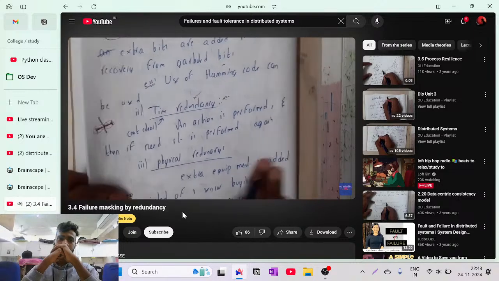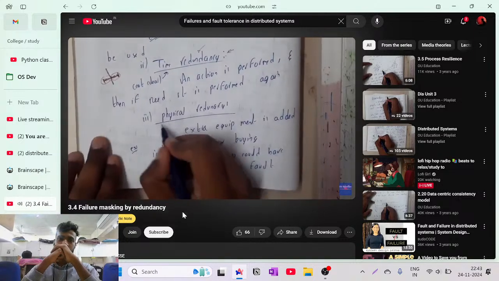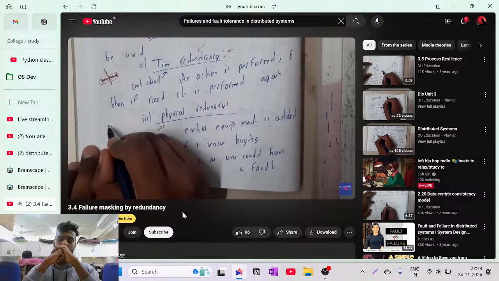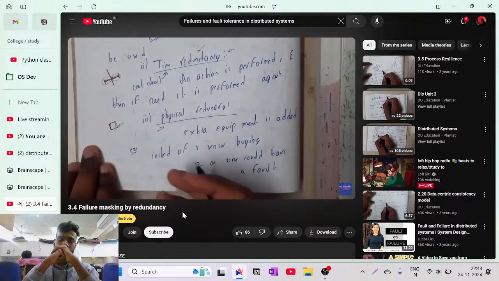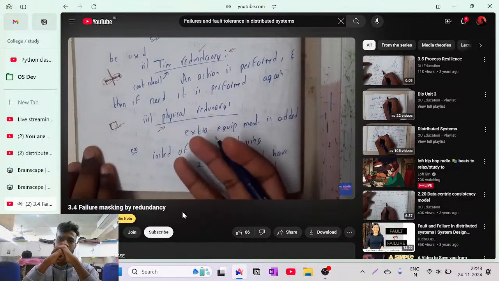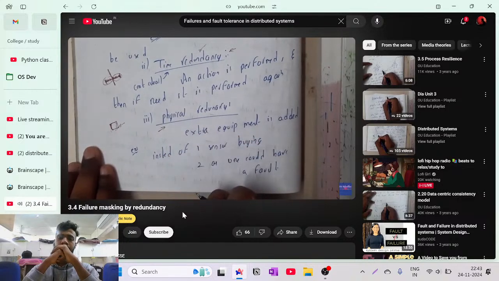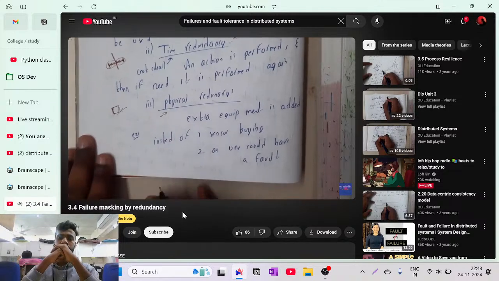Similarly, physical redundancy. I'll be giving a best example for this, guys. Physical redundancy is nothing but the physical objects or physical components. You will be buying them extra. You will be taking them extra. So basically, you might be having a doubt: why should we take them extra? Yes, I'll be giving an example.